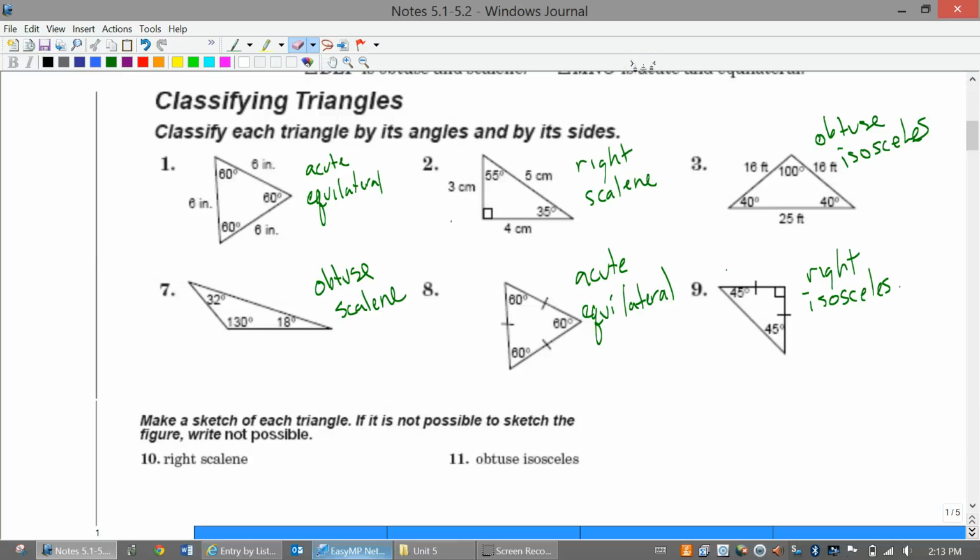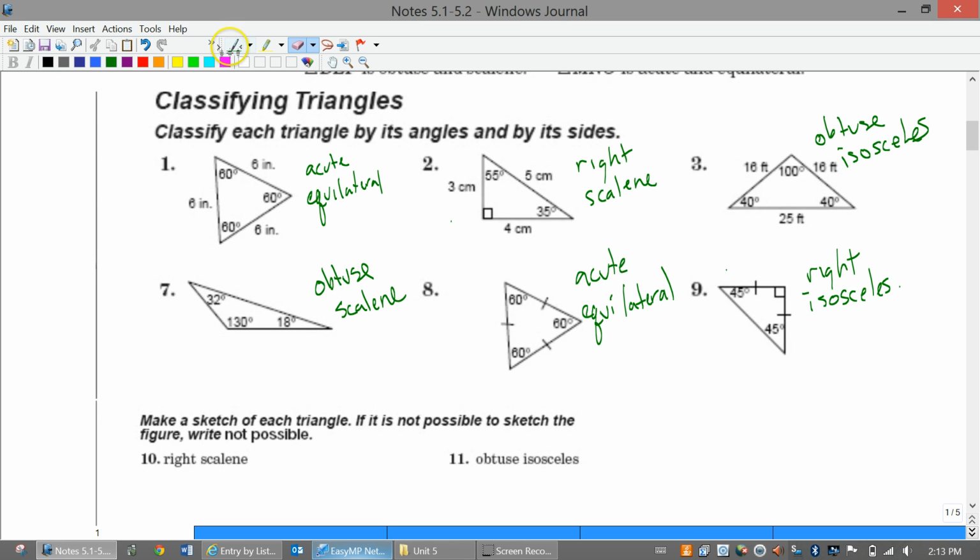We're going to cover it. Okay, here we go. Guys, look at these. So here's the answers. 1 is acute equilateral, 2 acute scalene, 3 obtuse isosceles, 7 obtuse scalene, 8 acute equilateral, 9 right isosceles.